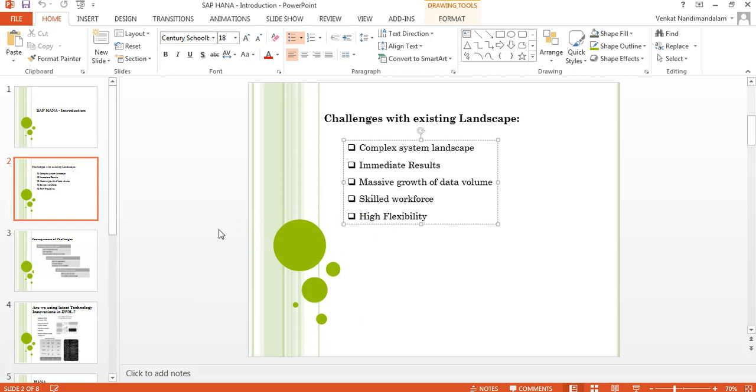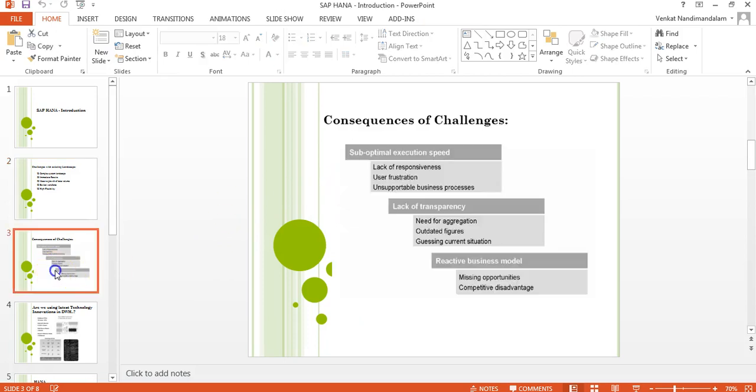So what are the consequences that customers are getting because of these challenges? Obviously, they don't have responsiveness now, because the queries or the reports, whatever you are running in the system, are taking a lot of time. Why? Because you have so much data now. And obviously, users or the business will get frustrated because of that.